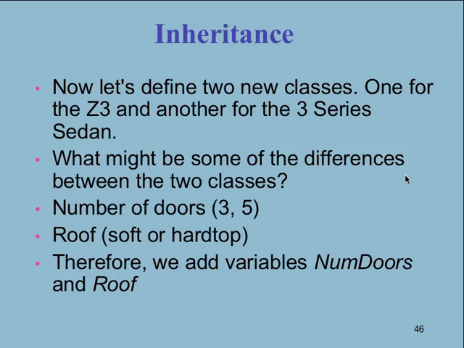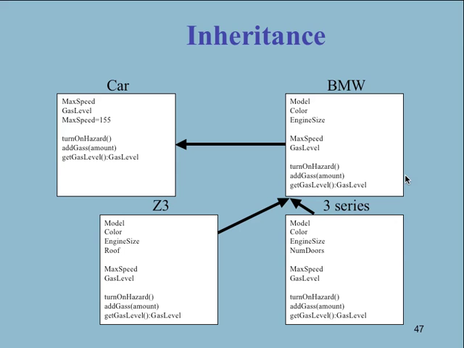And then we can inherit. So in this example, we're going to inherit a Z3, and we're also going to inherit a 3 series. And this demonstrates the lines of inheritance and the capabilities that exist. We might have some differences between the two classes, such as the number of doors, whether it has a roof or a hard top, and therefore the number of doors and the roof can be added to it. So here we go. We have a BMW that comes from car, and then from BMW we have 2 other subclasses. One's a Z3 and one's a 3 series. The arrows are pointing in the direction of the inheritance. So Z3 and 3 series both come from BMW.